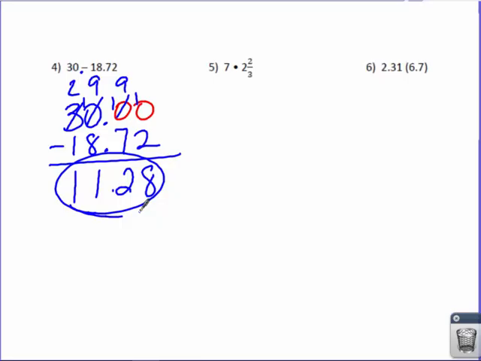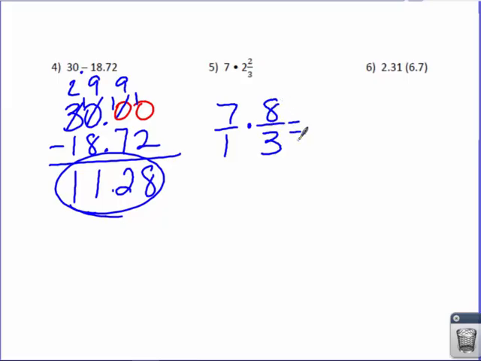Number 5, we're back to a multiply problem with fractions. Now how do I turn a whole number 7 into a fraction? You just put a 1 underneath it. Okay, and then for 2 2/3, I do the popcorn method. 3 times 2 is 6, plus 2 is 8 over the 3.